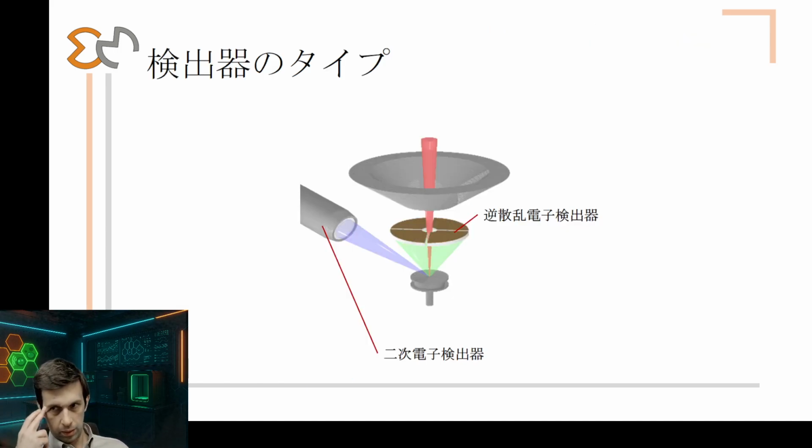This is the design of the inside of a common scanning electron microscope. There are mainly two types of detector inside. One is the secondary electron detector, and one is the backscattered electron detector. So even if we spoke of many different types of probes, these two are the detectors that are the most common inside a scanning electron microscope.